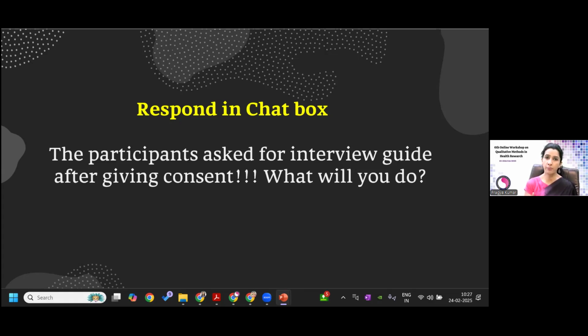You should have a copy of your questionnaire, and if you look at any questionnaire, there's nothing in it which they can answer out of social desirability bias or frame the answer. You are just trying to capture what is happening in their mind. For that, if they ask for it, there's no harm in it.